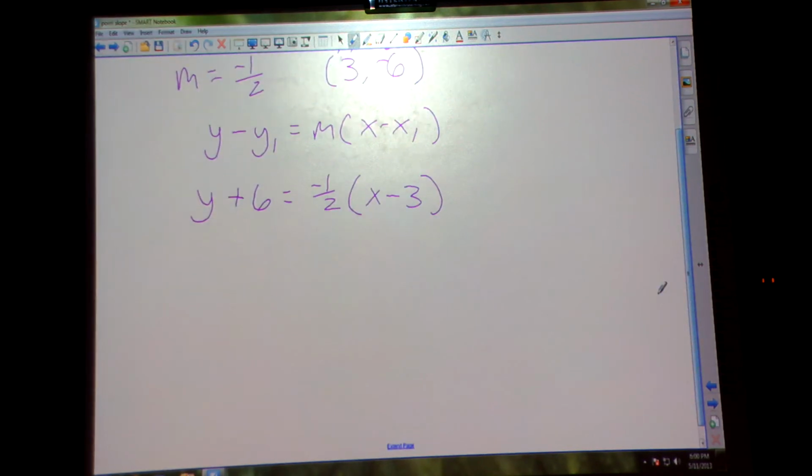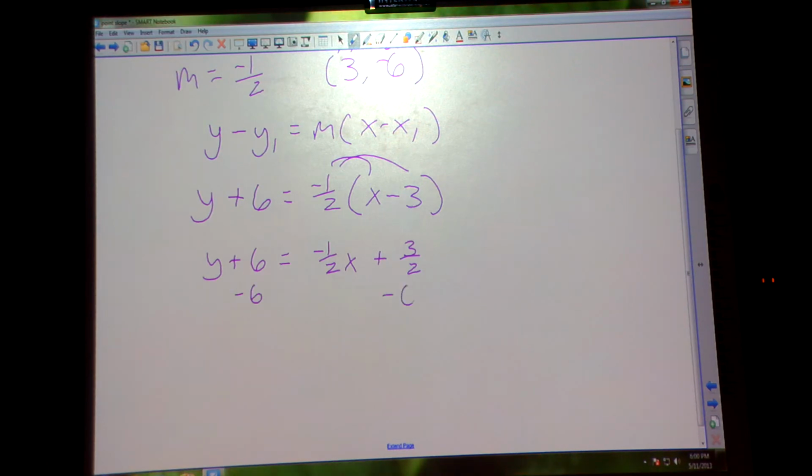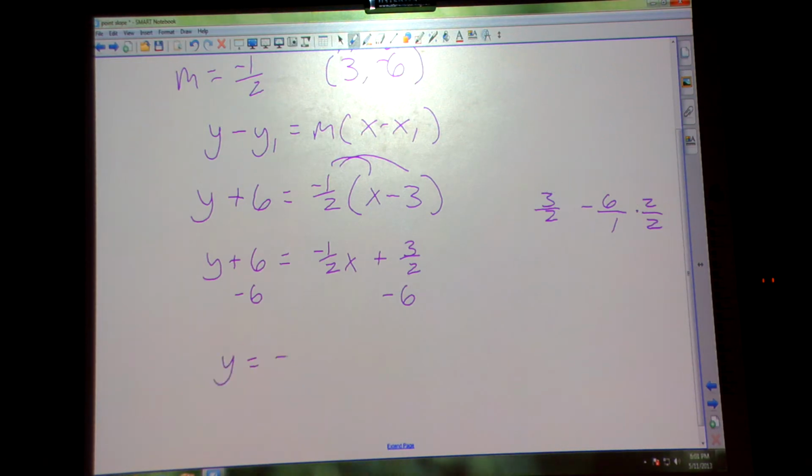Now all I do is clean up. I'm going to distribute, and we don't need calculators. You shouldn't be using a calculator for this. So I have -1/2 x plus 3/2. 3 times -1/2, so we get positive. Okay. Now subtract 6 from both sides. Once again, we don't need calculators. 3/2 minus 6. Common denominator. Use a 2. So I really have 3 minus 12, which is -9.